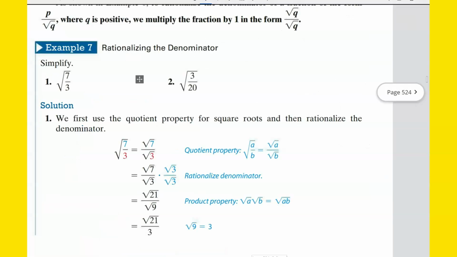All right, example 7. Here again we have a big radical over that whole fraction, so we break it up. I'm going to break it up into the square root of 7 over the square root of 3.